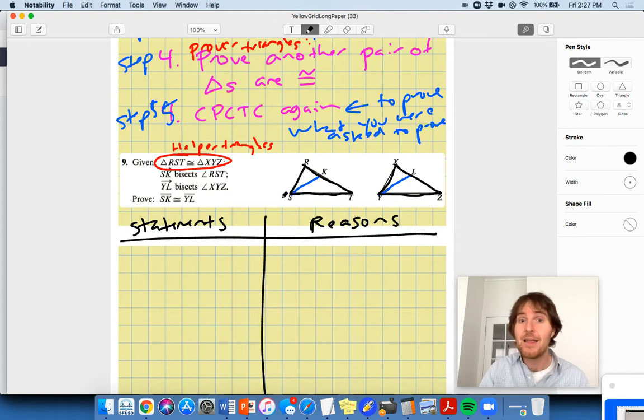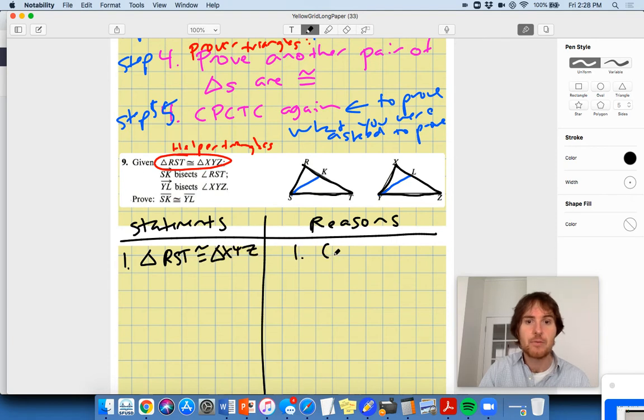No, YL and SK are not corresponding parts of the 2 triangles that we know are congruent, the 2 black triangles right there, because corresponding parts means angles and sides. So angle T and angle Z, those are corresponding parts, for instance, and perhaps you're talking about that, okay? So statement number 1 is going to definitely involve saying triangle RST is congruent to triangle XYZ. That's a given premise, and we're going to use CPCTC on that later.